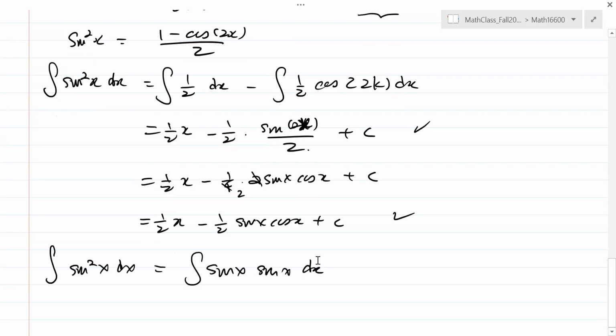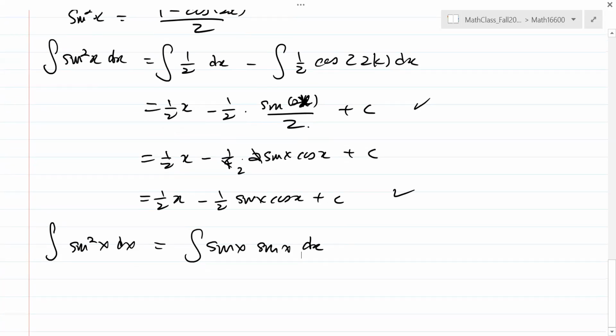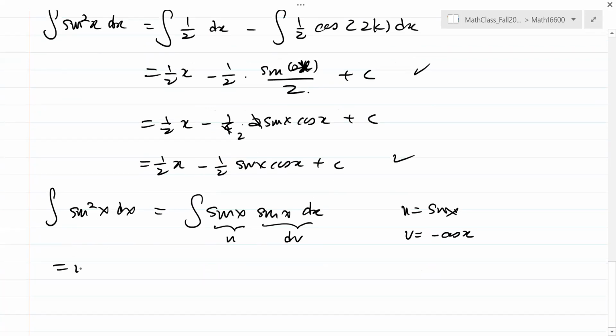You separate sine square x into sine x times sine x. And then you find out this is a dv. Let's try now, who knows, right? Then u equals sine x, and v, how can I get sine x? I have to put negative cosine x, right? Then dv equals sine x dx. So let's use it: uv minus the integral of v du, okay?